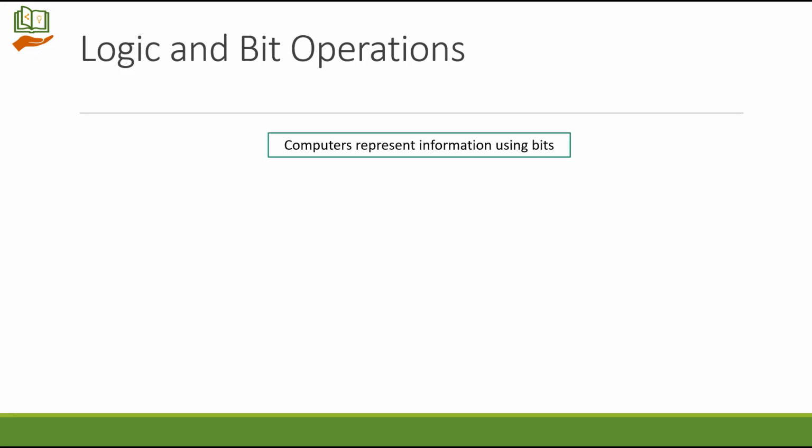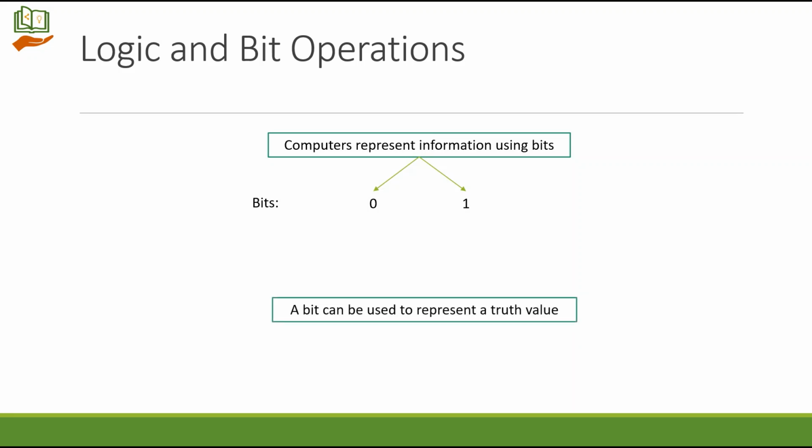Computers represent information using bits. What are the bits available? 0 and 1. Only 2 bits are there. In logic, a bit can be used to represent a truth value. So what is the truth value that we know from proposition? Truth values can be either false or true. So this false can be equated to 0 and this true can be equated to 1. Whenever we say it's false, we can represent it using 0 bit. Whenever we say it is true, we can represent it using 1 bit.